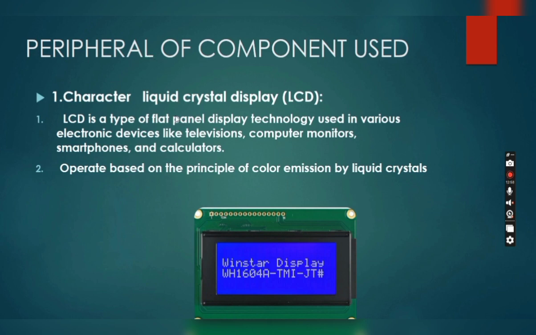So we are going to see the components used for our project. First is the CLCD, which is a character liquid crystal display. Here we have used a 16 by 4 CLCD, which means that 16 are the columns and 4 are the rows. Therefore this LCD contains a total of 64 characters. The LCD is a type of flat panel display technology used in devices like televisions, computer monitors, smartphones and calculators. It operates on the principle of light modulation by liquid crystals.